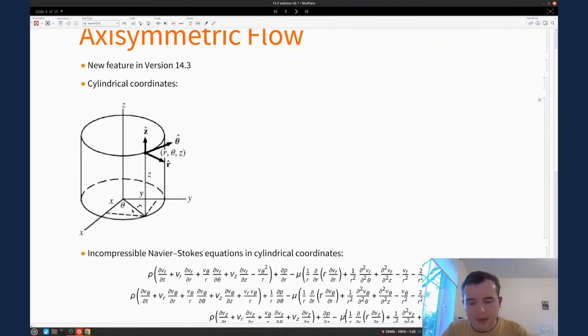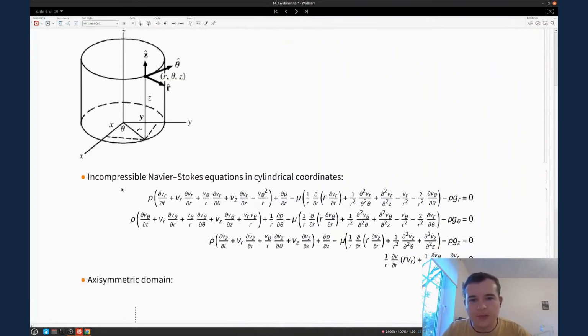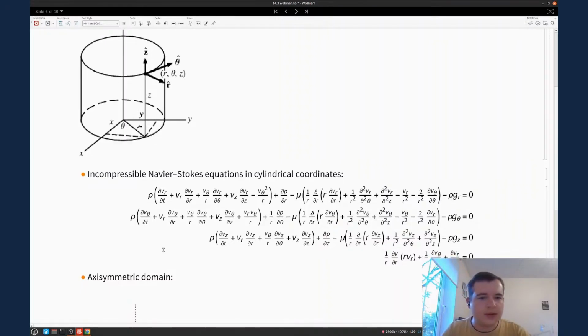And that's it. It's kind of simple. So instead of using x and y, we just use the angle and the distance from the z-axis. And those are the cylindrical coordinates. Here we can see the incompressible Navier-Stokes equations in the cylindrical coordinates. And as you can see, those equations are quite complicated. So that's why in some cases we can actually simplify those equations by assuming that we are dealing with axisymmetric flow.